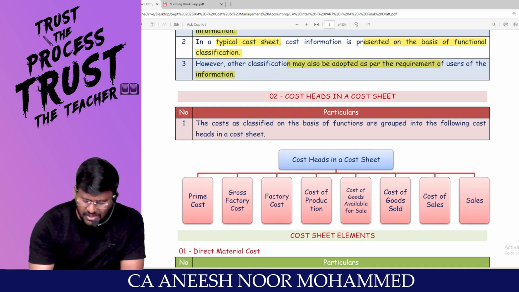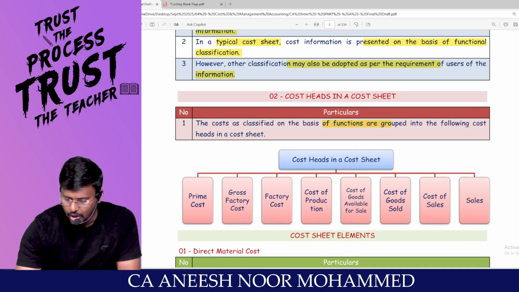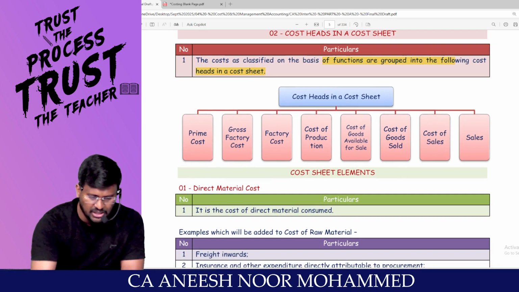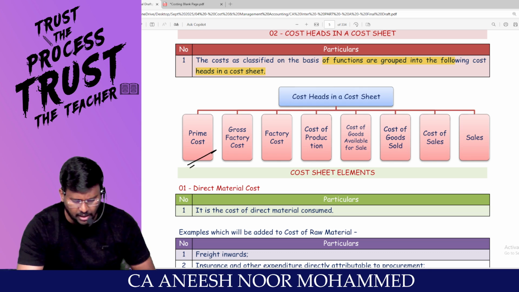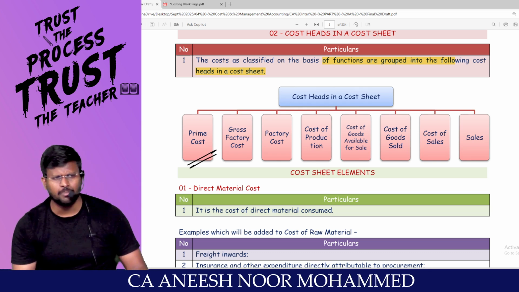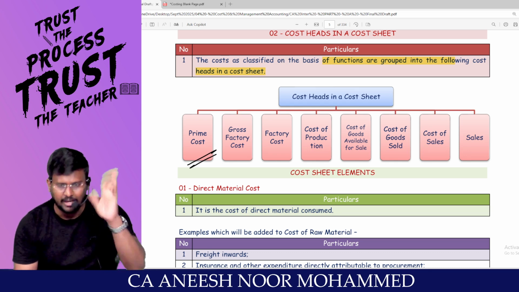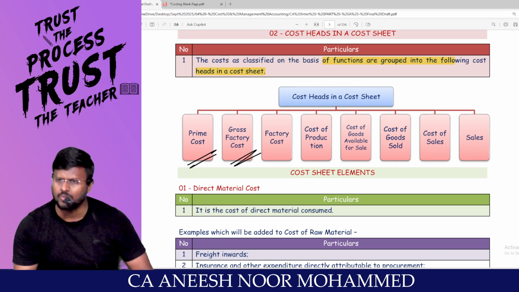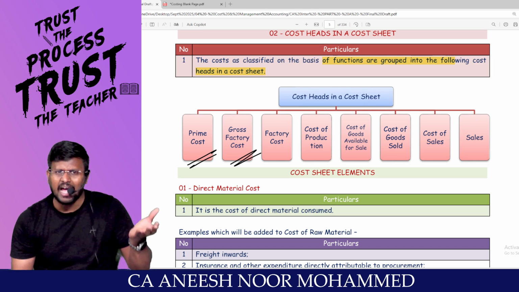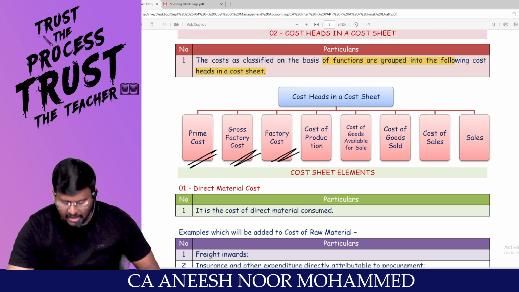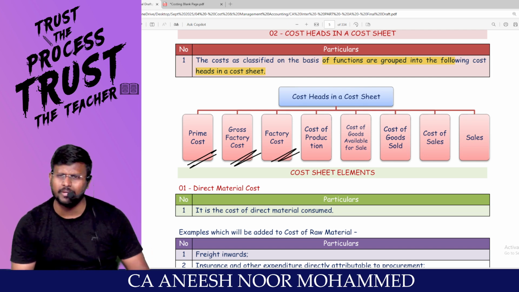Sir, the costs classified on the basis of functions are grouped in the following heads in a cost sheet. If you see the cost sheet, these are the heads. Prime cost will be there. What all costs comprise prime cost? Direct material consumed, direct labor, direct expenses. Gross factory cost will be there. Adding factory overhead, I will get the gross factory cost. Sir, net factory cost or factory cost will be there.